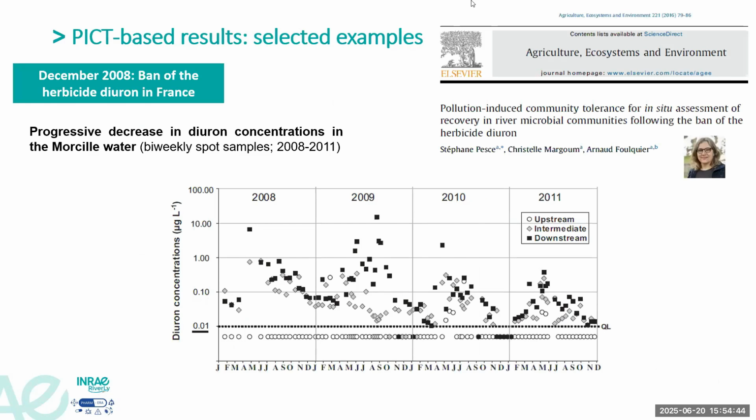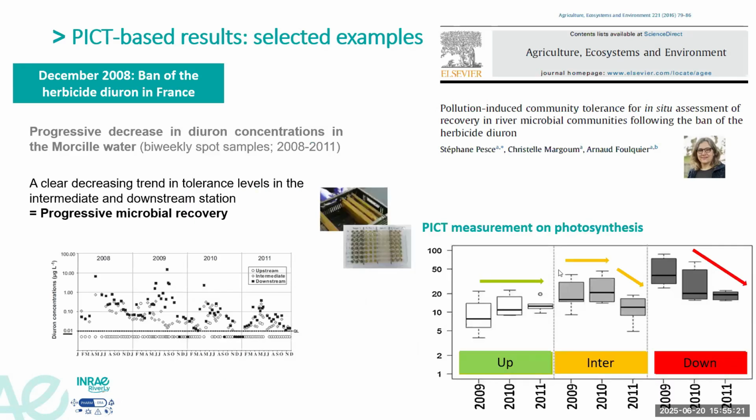So, as previously mentioned, Diuron was banned in France in December 2008, and we observe a progressive decrease in Diuron concentration in the river. You can see that this is not an immediate decrease. It took time, but during the first year it was possible to observe concentrations higher than 10 micrograms per liter, and 3 years later, it was generally lower than 0.1 microgram per liter. So clearly we observed a decrease.